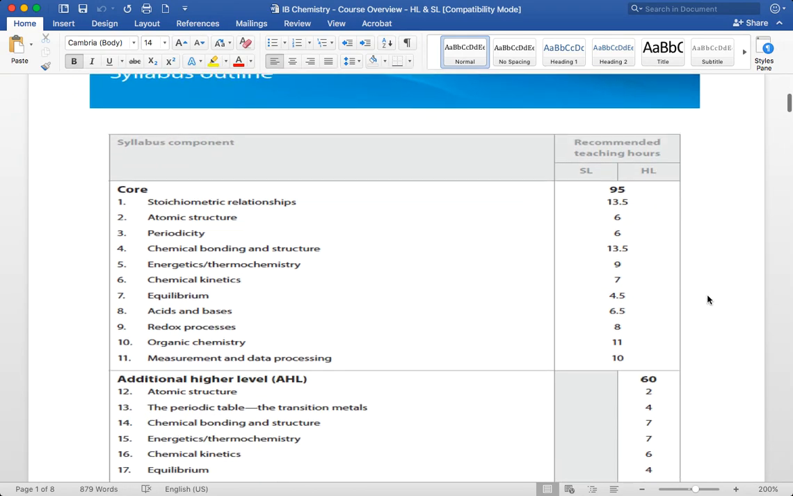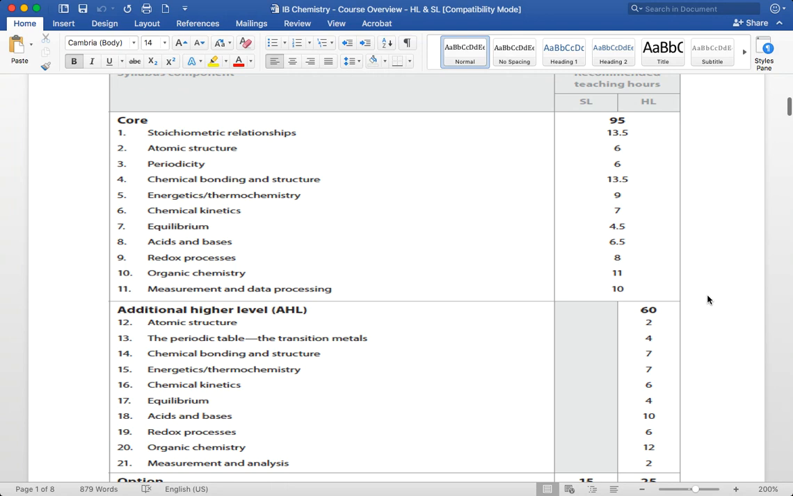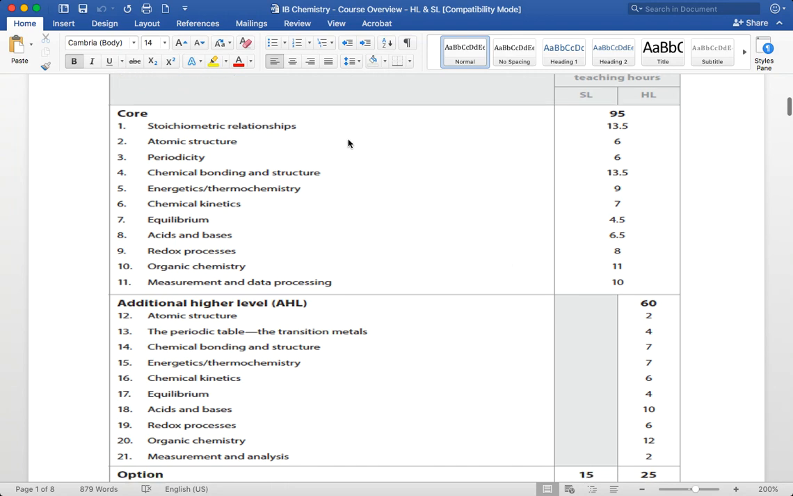The syllabus for SL and HL actually covers the exact same topics, which is a bit different than the biology and physics syllabi, where the HL course does different topics in addition to the SL core topics. For chemistry, you've got 11 core topics. This is how the IB has ordered them. We'll do them in a slightly different order, but obviously we'll cover all of them. So that's the standard level material.